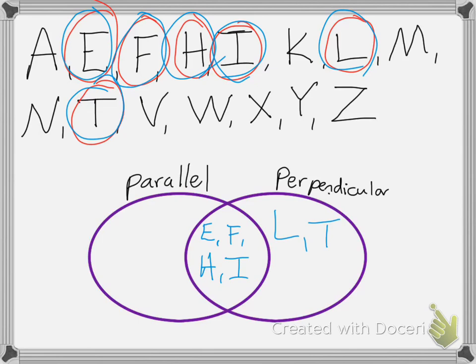Okay. Now if we look at the letters M, N, W, and Z, all those ones have parallel line segments. But they do not have perpendicular line segments. So they go into this circle on the left. M, N, W, and Z. Okay. All the other letters do not have perpendicular segments or parallel segments.